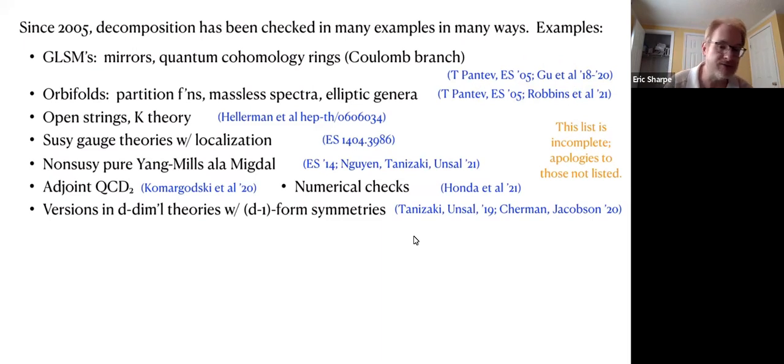Open strings, there's a version of this in open strings. If I have a gauge theory with boundary, if a subgroup acts trivially on the bulk degrees of freedom, it might still act non-trivially on the boundary degrees of freedom. So the open strings, the D-branes, are going to break up according to irreducible representations of that trivially acting subgroup, the same decomposition that plays a role in the bulk degrees of freedom.